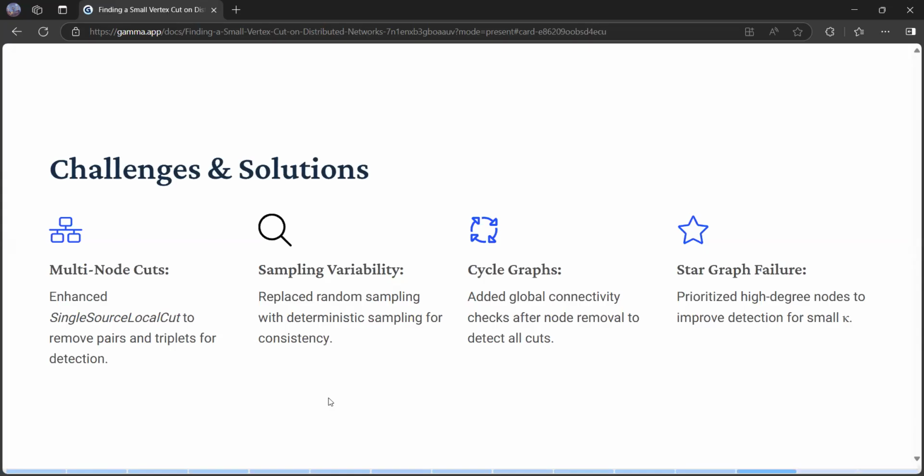Then there was, of course, sampling variability. Instead of fully random sampling, this paper does deterministic sampling. Sometimes when you have graphs that have a cycle, the paper tells you to enforce global connectivity checks after node removal to detect all cuts. And sometimes when the graph is in the form of a star, the algorithm prioritizes high degree nodes to improve detection for small values of k.